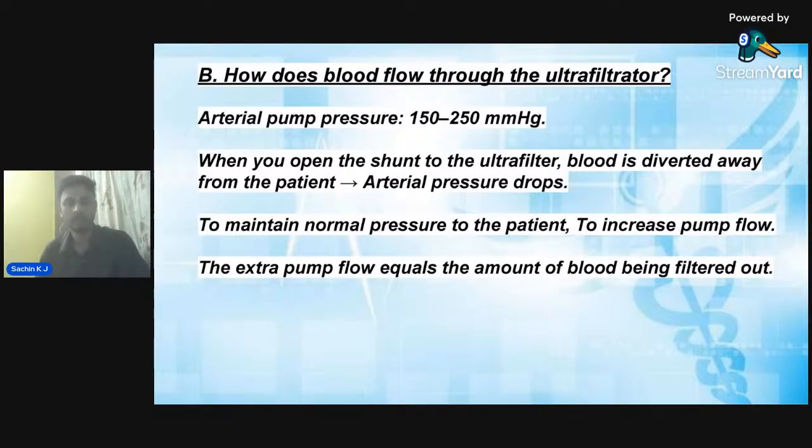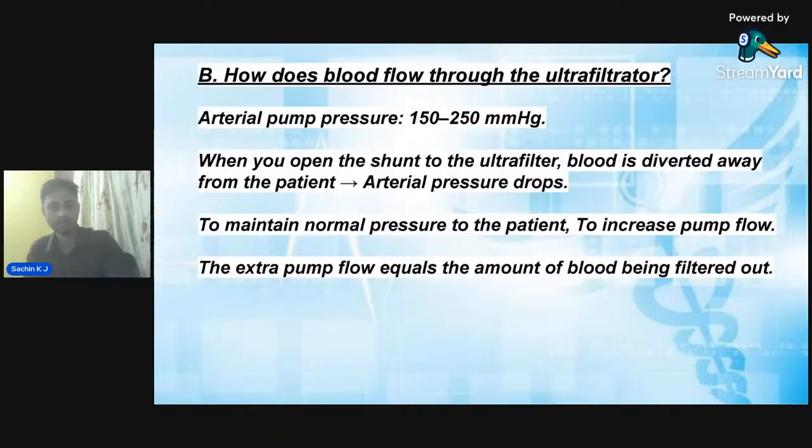How does blood flow through the ultrafiltration? If the arterial pump pressure is 150, I will take one example. After we open the ultrafiltration shunt, arterial blood pressure becomes 140. Now we are at 4-liter flow at 150 pressure. If so, we have to increase the ultrafiltration rate and patient pressure, meaning we have to increase some flow, until it becomes 150. So it will increase the ultrafiltration.